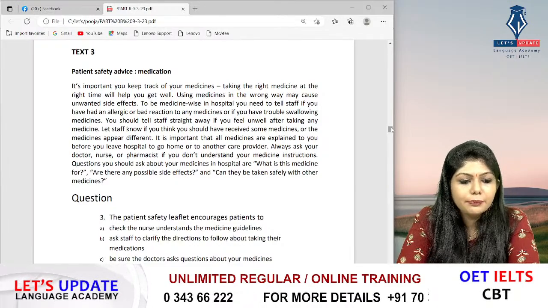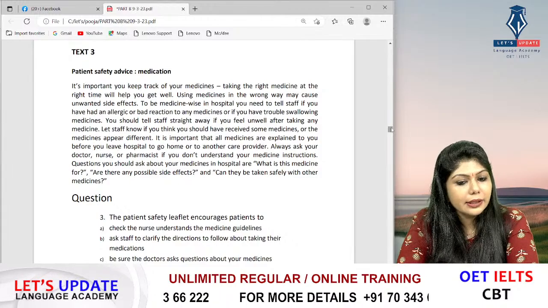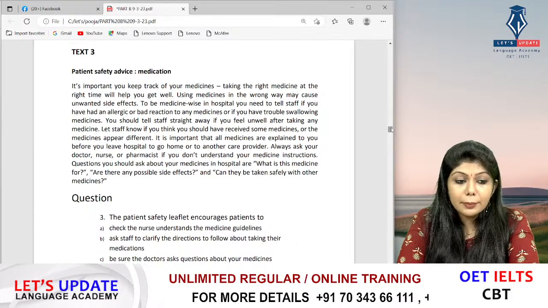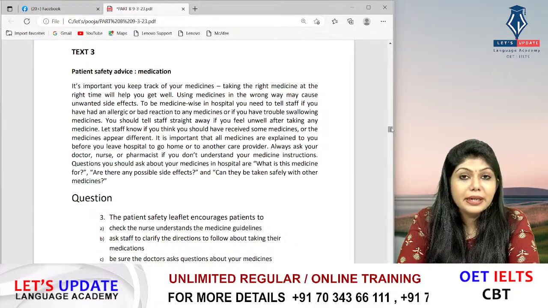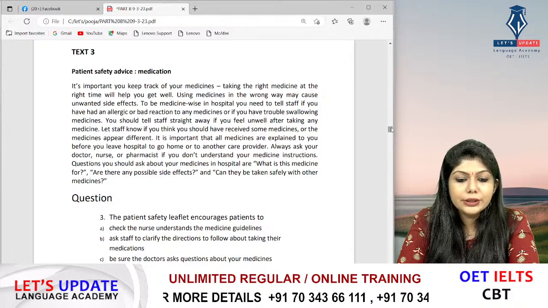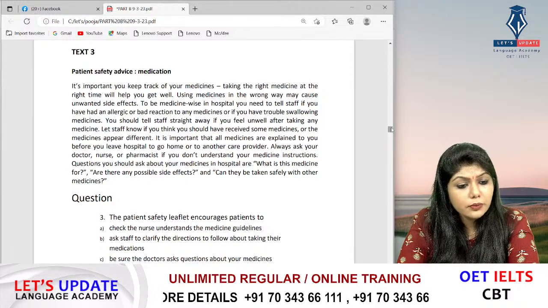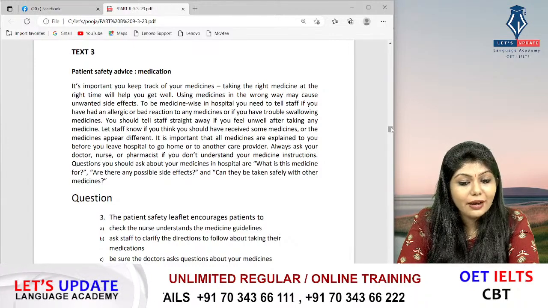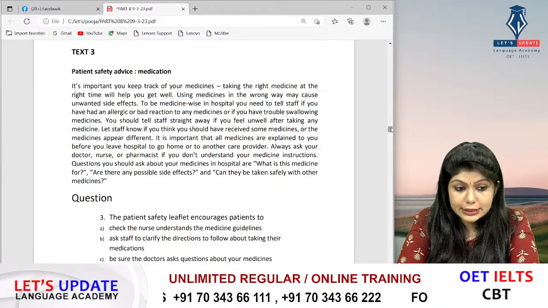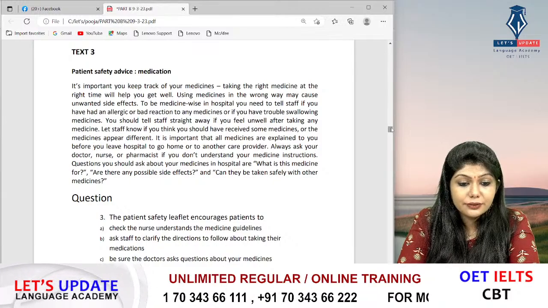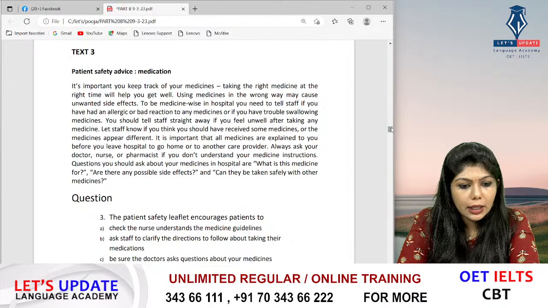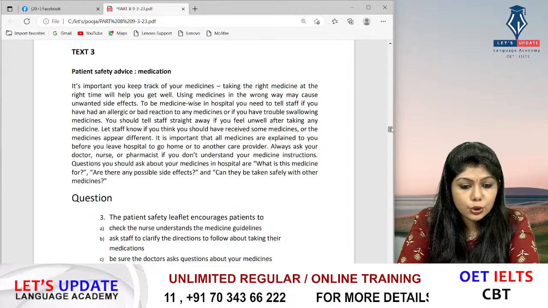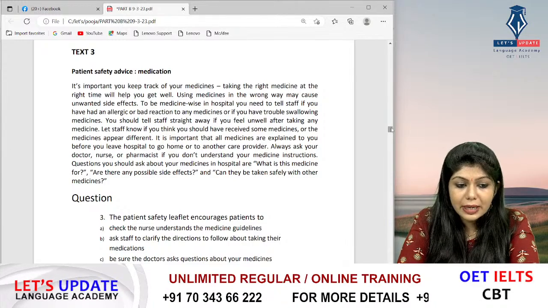So it's important you keep track of your medicines. Taking the right medicine at the right time will help you get well. Using medicines in the wrong way may cause unwanted side effects. To be medicine wise in hospital, you need to tell staff you have had an allergic or bad reaction to any medications, or if you have trouble swallowing medicines. You should tell staff straight away if you feel unwell and after taking any medicine. Let staff know if you think you should have received some or the medicines appear different.